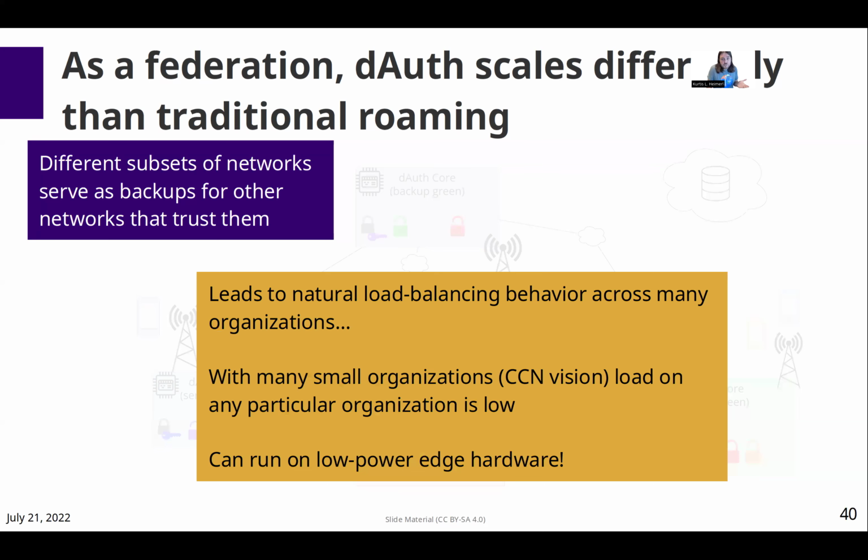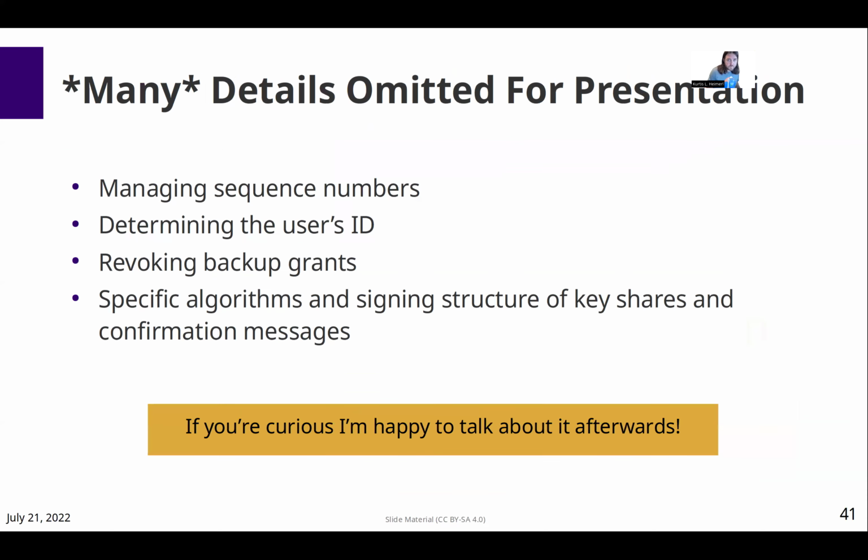So this leads to natural load balancing behavior across the many organizations, which is actually really critical for us because a lot of the organizations we work with are relatively small and want low-end hardware for their installations. Many details are left out here. Please read the paper. You're happy to talk to me and maybe even Matt, who's going to have it in much more deep thought than I have.